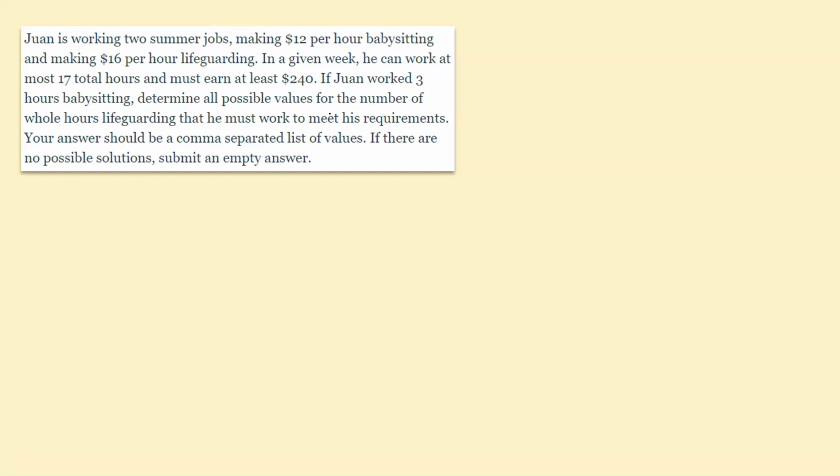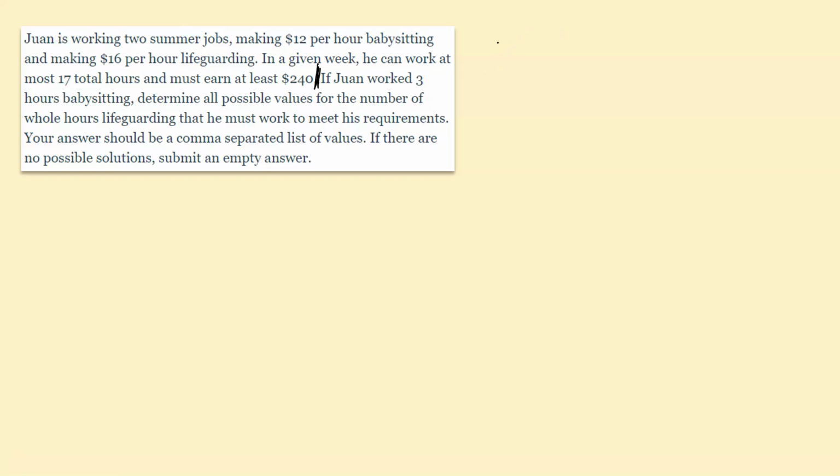If Juan worked 3 hours babysitting, determine all the possible values for the numbers of whole hours lifeguarding that he must work to meet his requirements. Your answer should be a comma separated list of values. If there are no possible solutions, submit an empty answer. So to write our system of inequalities, we just need up to here. That gives us everything we need to know. So once we get to if Juan worked 3 hours babysitting, that is more information than we need to write our system.